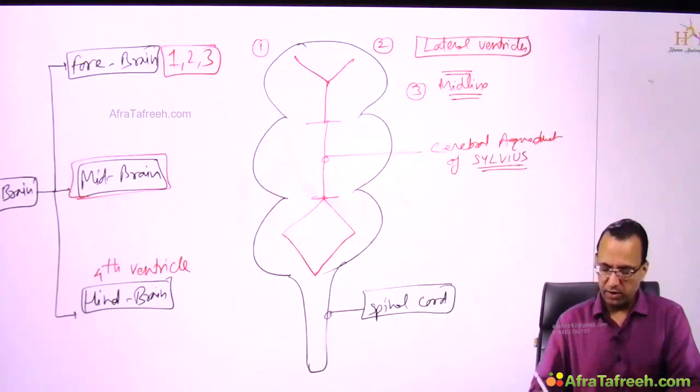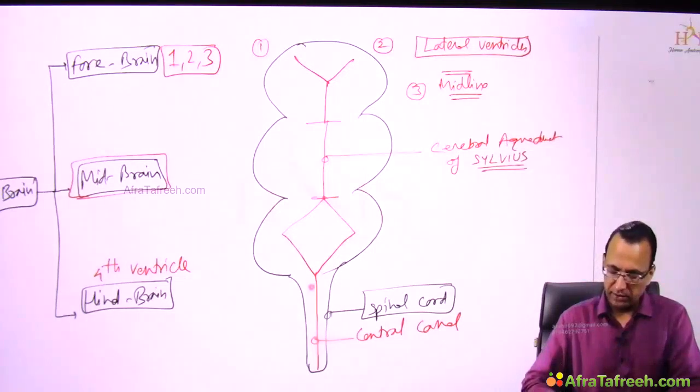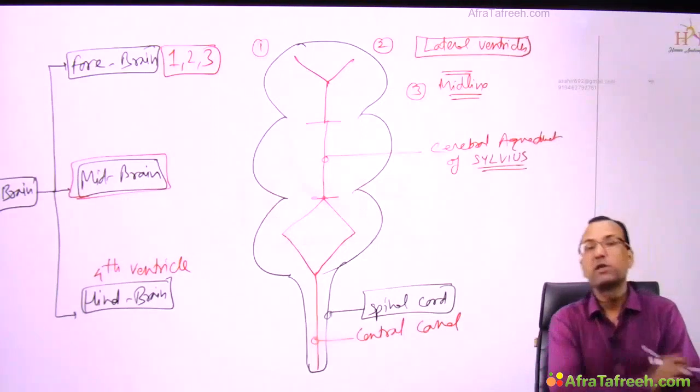And what is the ventricle of the spinal cord? It is called the central canal. That is the central canal. The central canal is the ventricle of the spinal cord. But before that, you have got the fourth ventricle. Now, CSF will be passing through these ventricles, but then it will also escape the ventricular system.